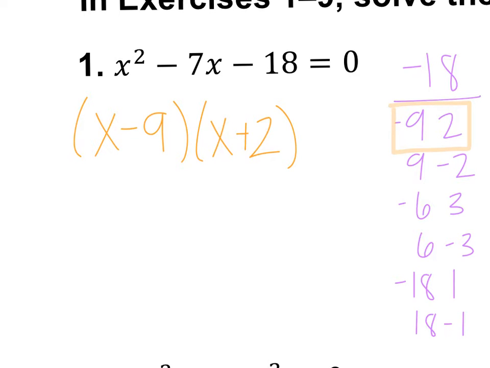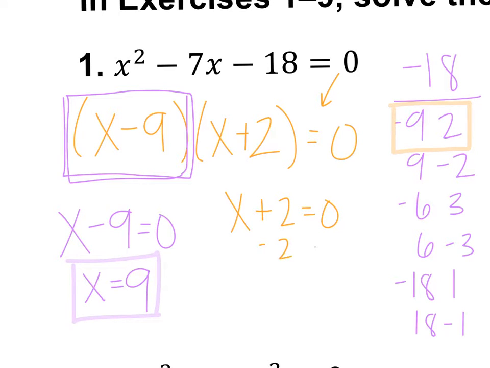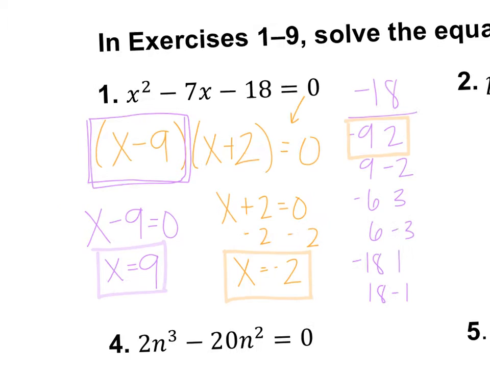Do y'all agree? Okay, but something that I cannot forget to do is bring down this equals 0. That reminds me that I need to set each part equal to 0. Just like above, I identify my parts. My first one is x minus 9 equals 0, so x would equal 9. Good, there's my first solution. Second solution, x plus 2 equals 0. Subtract 2 from both sides, and I would get x equals negative 2. Those are my two solutions.